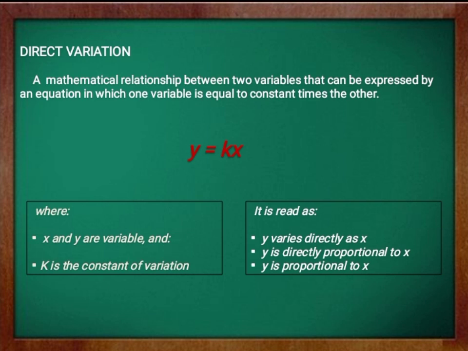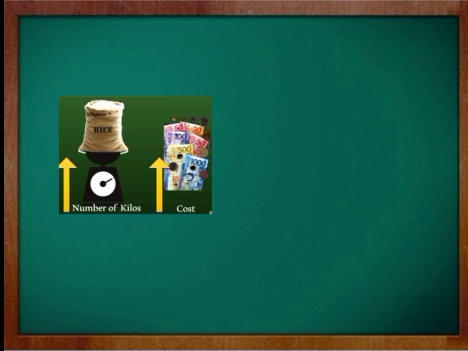So there are some examples of a direct variation in real-life situations. For example, the number of kilos of rice and the cost of it. Kapag marami ang kilo ng bigas na iyong bibilhin, ibig sabihin mataas yung presyo na iyong babayaran. Kapag naman kakaunti ang kilo ng bigas na iyong bibilhin, syempre, mababa ang presyo na iyong babayaran. So, that's one example of a direct variation in a real-life situation.